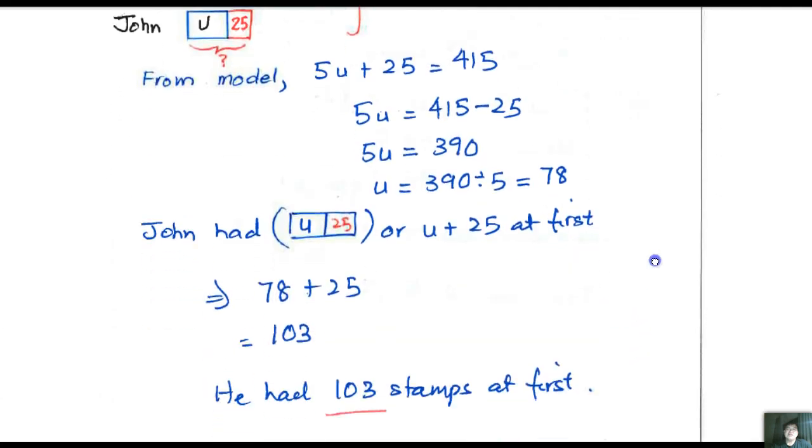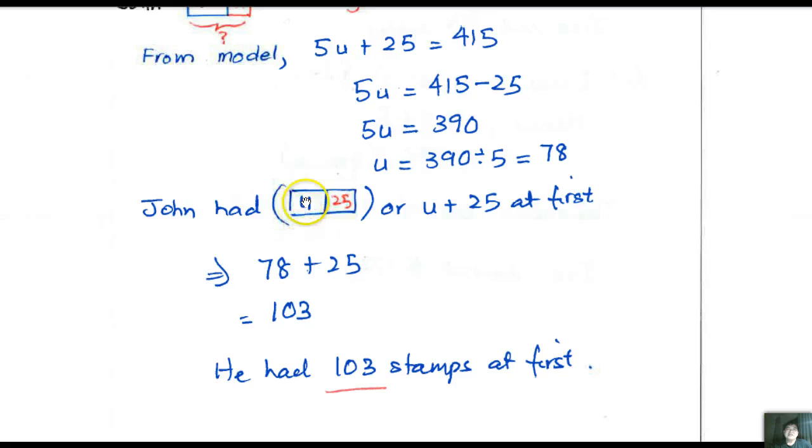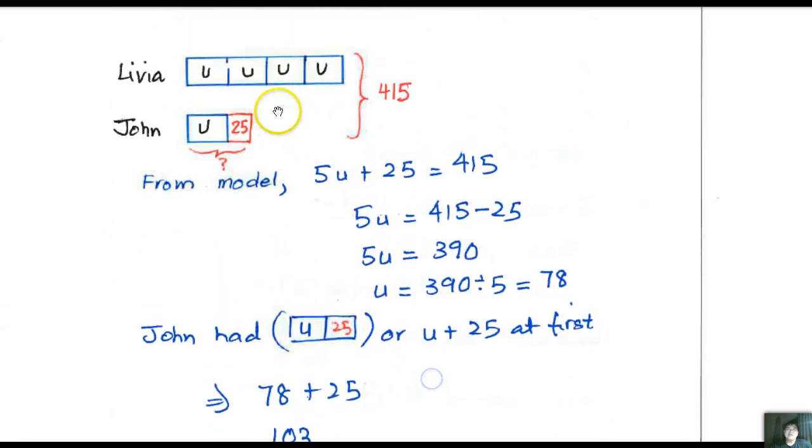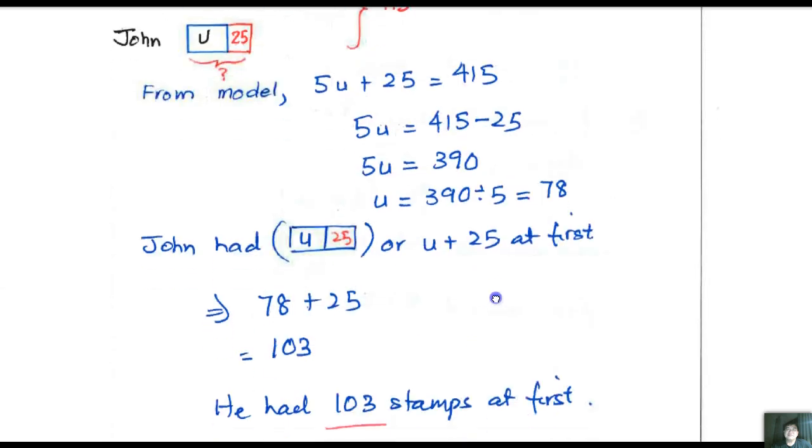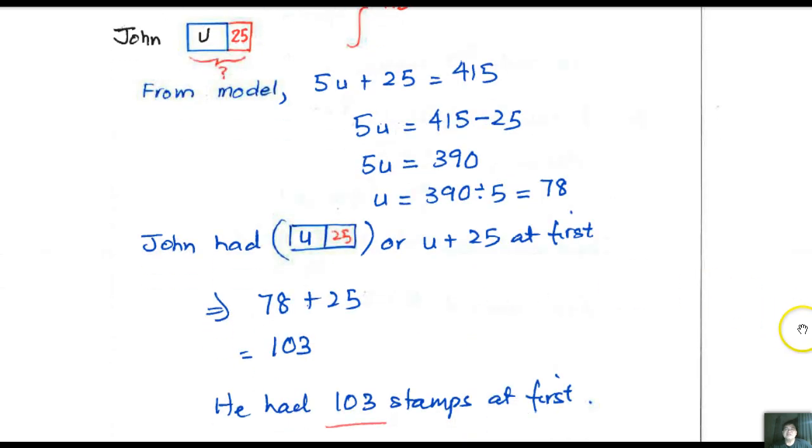So at first it should be this, 78 plus 25. This is what he has, 103. Right? Can you see? These two here together, u plus 25, is 103. And the other is 78, no sorry, 78 times 4. If you just get all this together, it should be 415. Alright? Take a look at the answer.